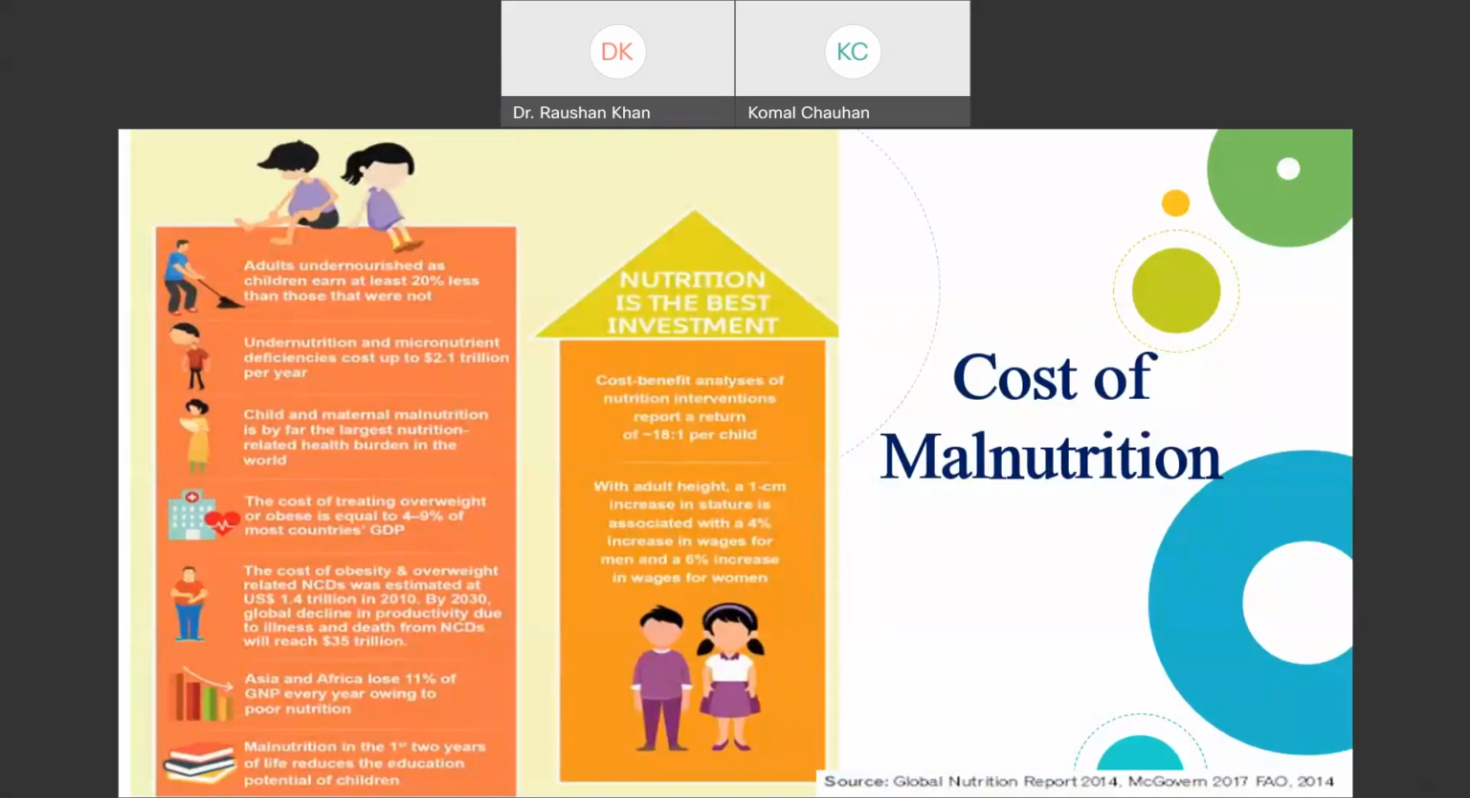Adults who are undernourished as children earn at least 20% less than those who are not. This is not data which I am just saying. This is sourced from the Global Nutrition Report 2014 by FAO. So undernutrition and micronutrient deficiencies, these deficiencies cost.